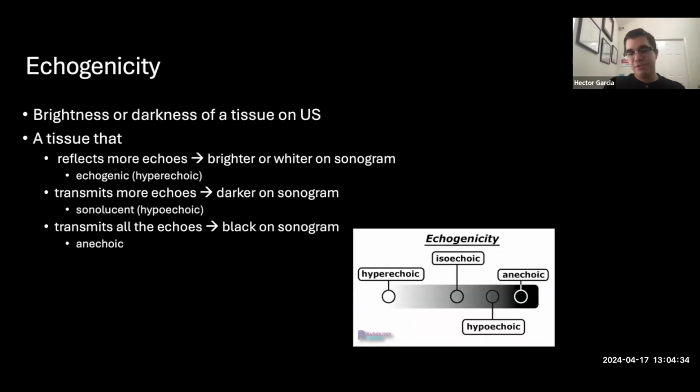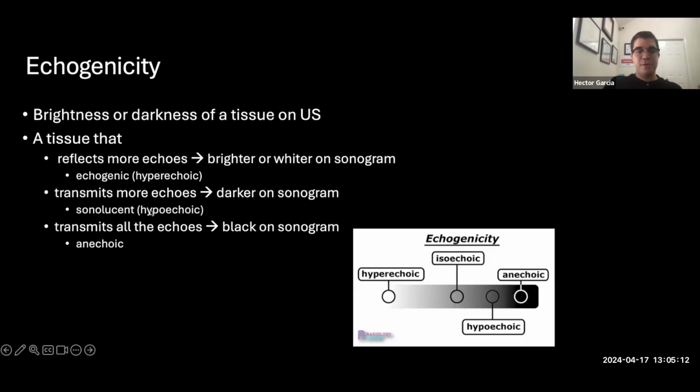So in ultrasound, just to get the keywords down, we have echogenicity, which is the brightness or darkness of a tissue on ultrasound. If it reflects more echoes, as in this case, like a bone, something calcium, or a metal, most of it is going to be returned back, and you're going to get either echogenic or hyperechoic. Then if it transmits more echoes, think of a cyst, it's going to get darker because there are not too many echoes getting back to the transducer, and we call it sonolucent or hypoechoic.